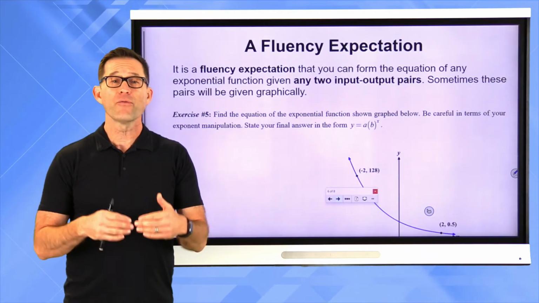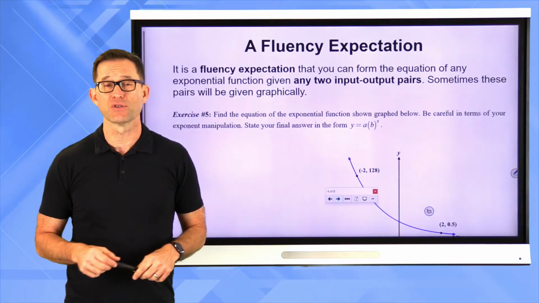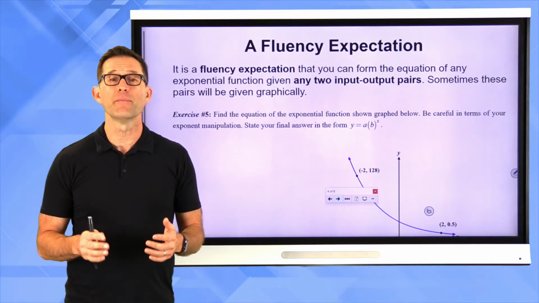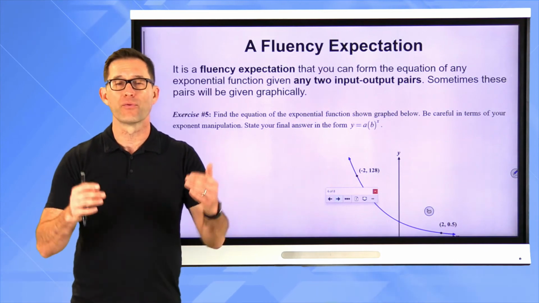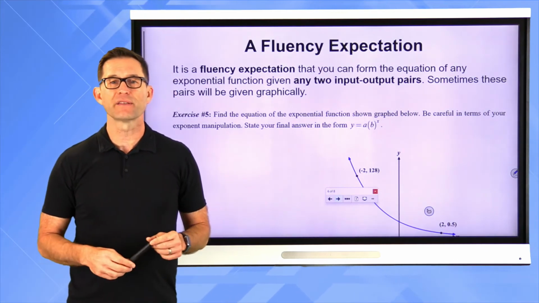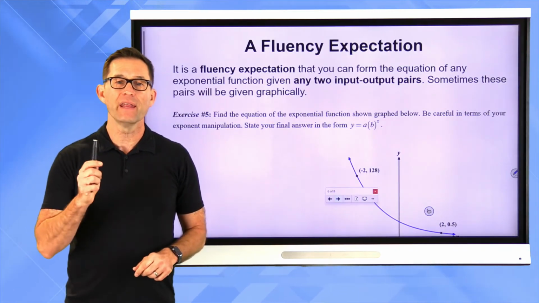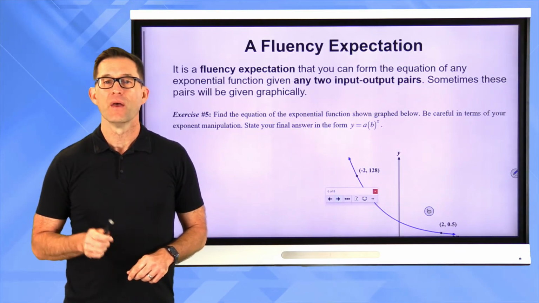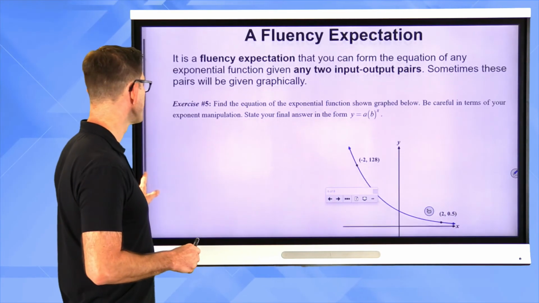All right, every single math course that you go into, there's what are called fluency expectations, meaning skills that they want you to be so good at that you're fluent at them. You can just kind of roll right through them. It's a fluency expectation that you can form the equation of any exponential function given any two input-output pairs. Sometimes these pairs will be given graphically. So let's take a look at exercise number 5.